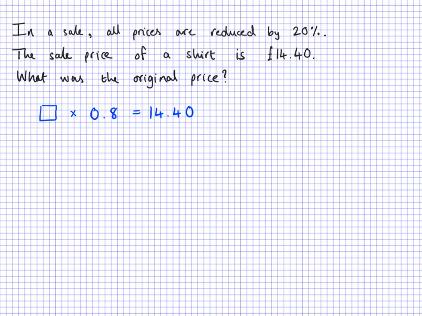Now, if I want to solve my equation, what I do is I divide by 0.8 on this side. So divide by 0.8, and I'm going to divide by 0.8 on that side as well. And that will give me my solution. So this is going to be equal to £14.40 divided by 0.8. And if I do that on my calculator, I find that it is £18.